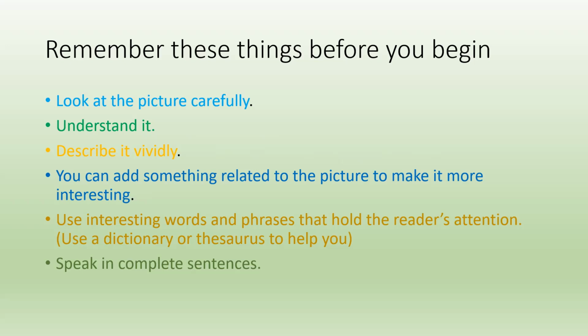You can add something related to the picture to make it more interesting. Sometimes the picture itself may not be that interesting. So if you confine yourself to describing that picture and say things like there is a boy in the picture, there is a dog in the picture, there are two trees in the picture, something like that will not be interesting. So you can add something related to it and make it more interesting. Will you remember that? Besides using exciting and new and interesting words and phrases, you can also add something related to the picture to make it interesting.